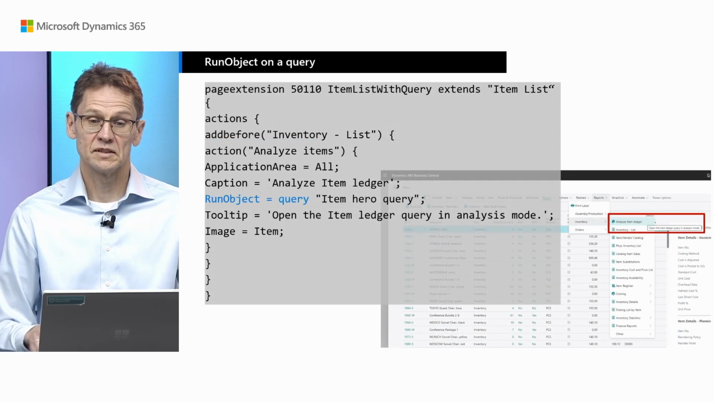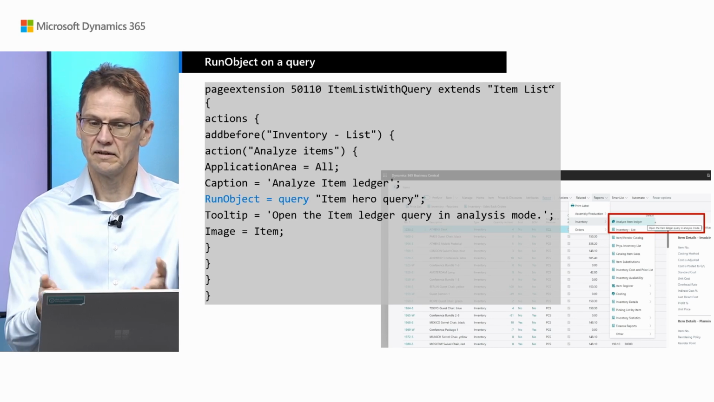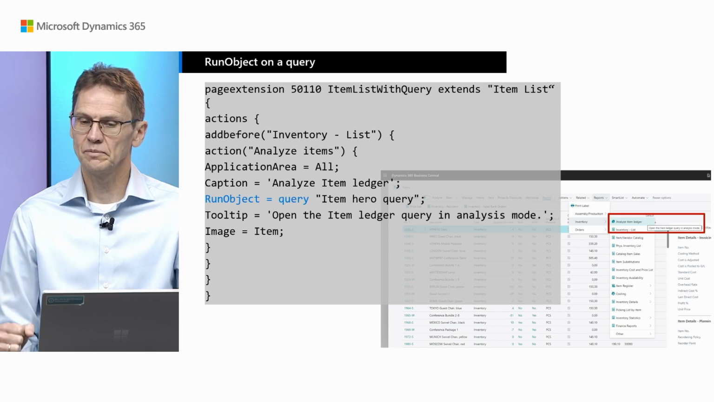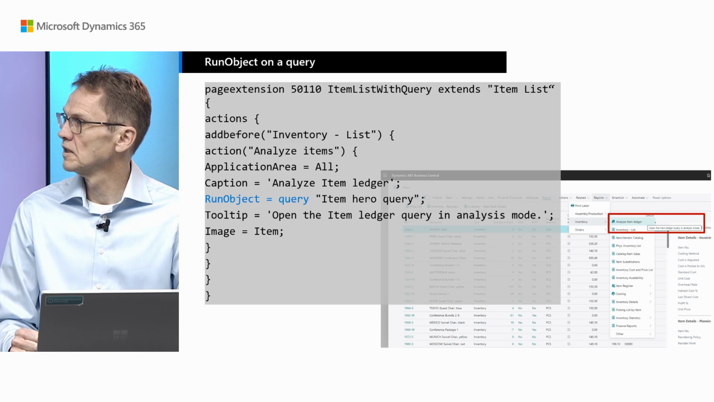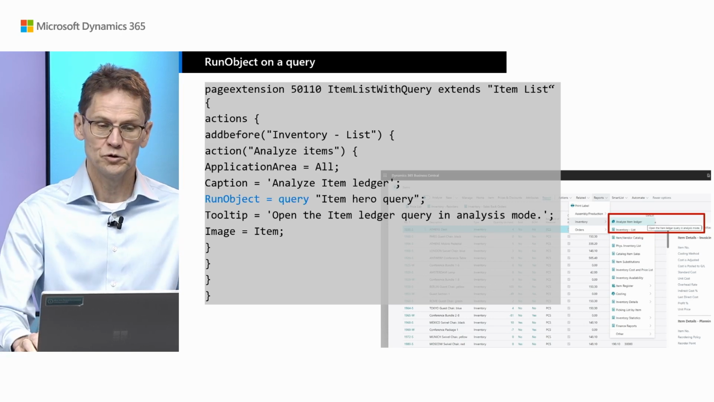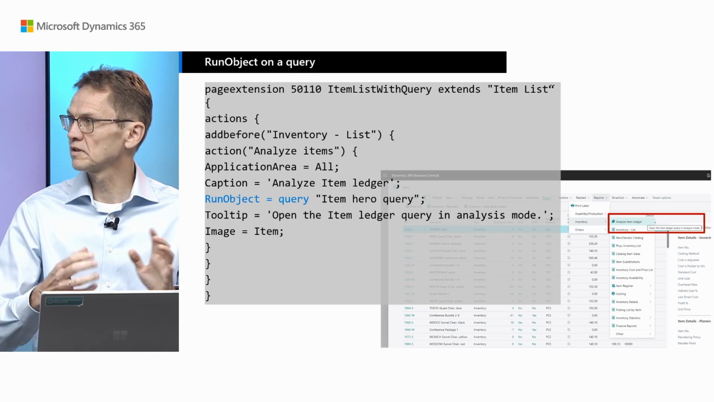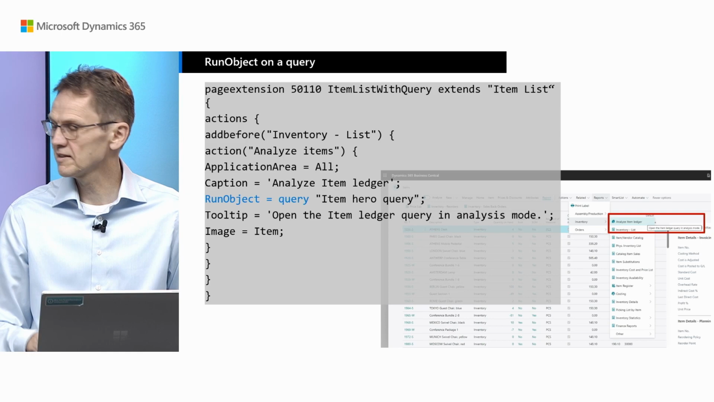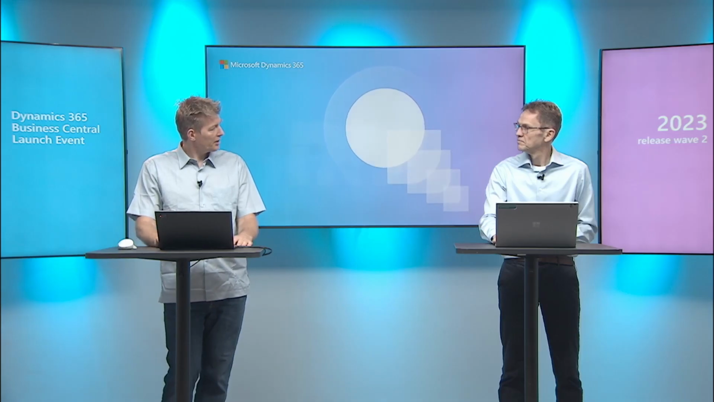And it means that you can add it to pages, and in this case, an item hero query, and then it'll show up as an action you can invoke, which will open a page showing the result of the query. And from there, you can do all the nice things that you can do in analysis views with grouping and pivoting and stuff like that. Excellent new addition. Can we talk a little bit about under the hood here?